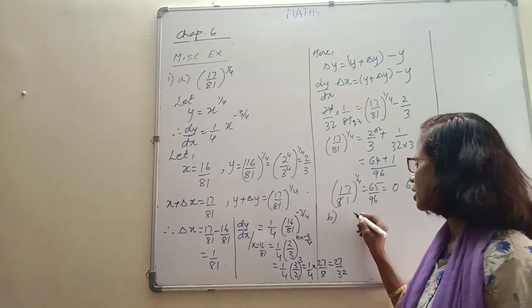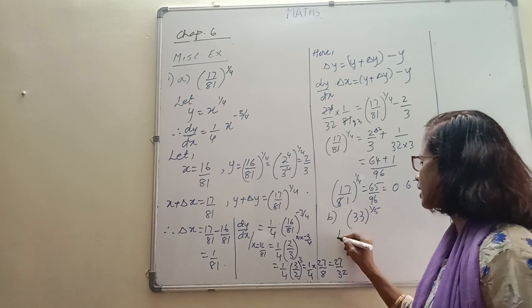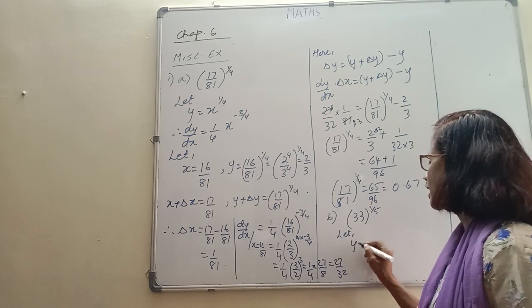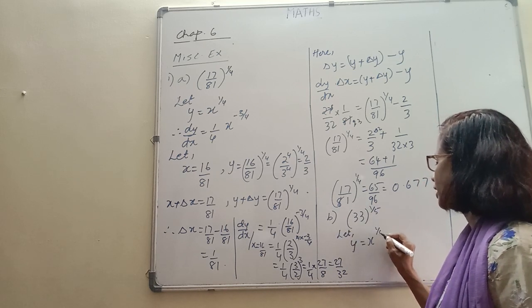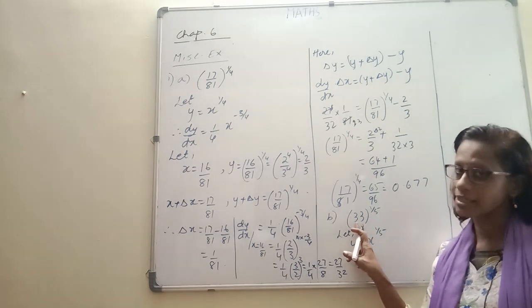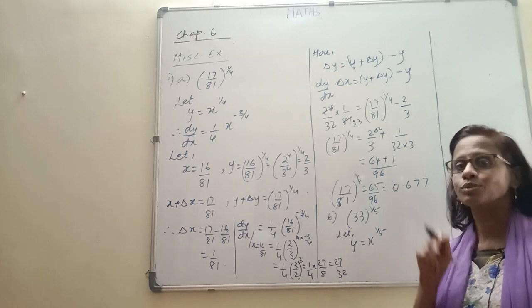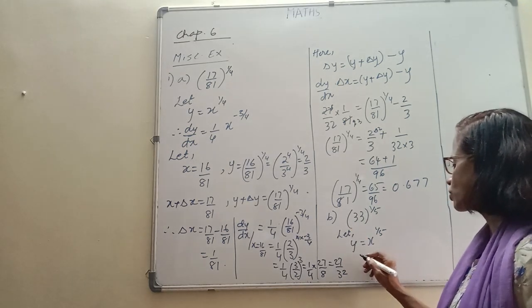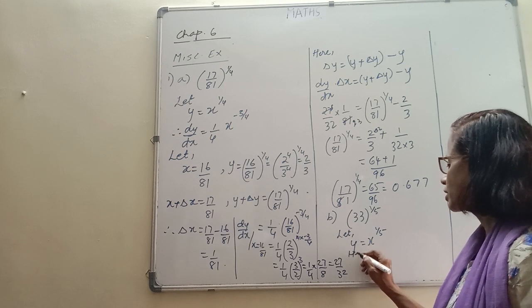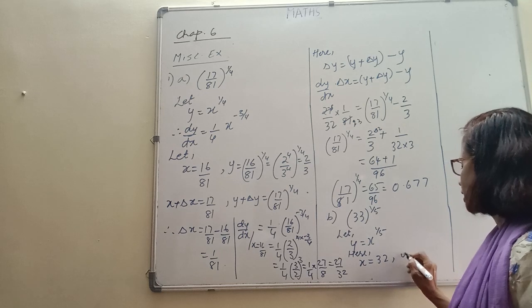33 raised to 1 over 5. As we did there, let's make the assumption, let y be x raised to 1 over 5. Now it's very clear to us that x plus delta x is 33, but x is going to be 32 because the fifth root of 32 is 2. You know the value, so we can quickly fix those values. So here you can have x as 32. So you'll get the y.